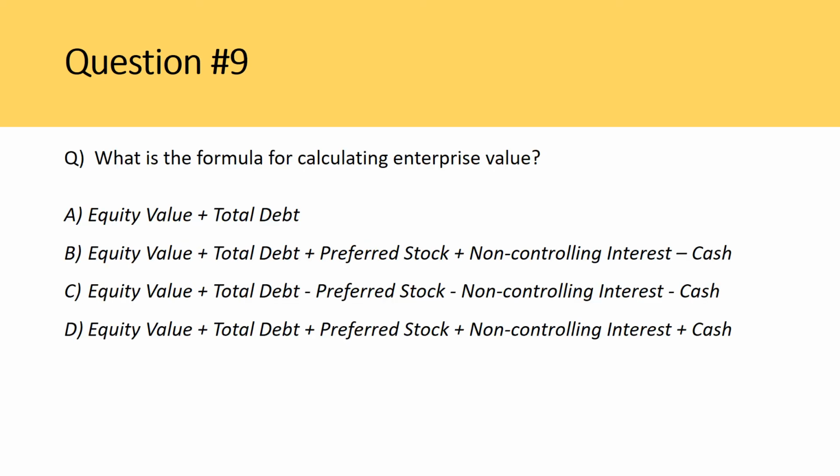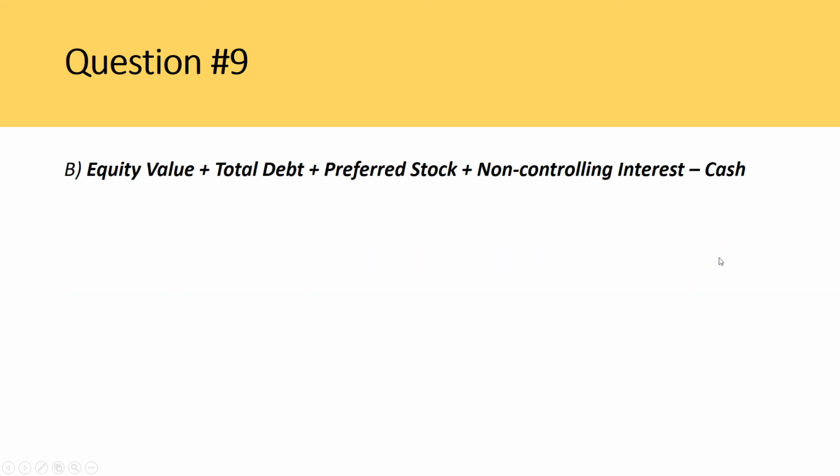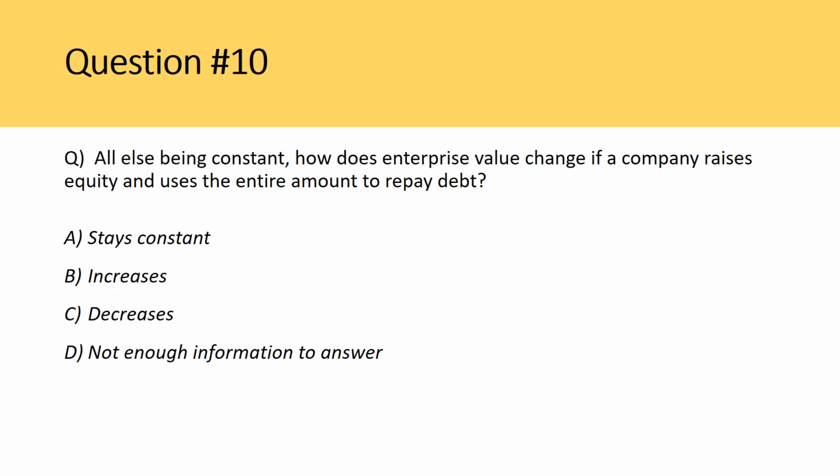Okay, question 9. What is the formula for calculating enterprise value? Another very important question. Well, it's equity value plus total debt plus preferred stock plus non-controlling interest minus cash and equivalents. So the correct answer would be equity value plus total debt plus preferred stock plus non-controlling interest minus cash. So it would be B. That would be the correct answer for the enterprise value. Question 10.